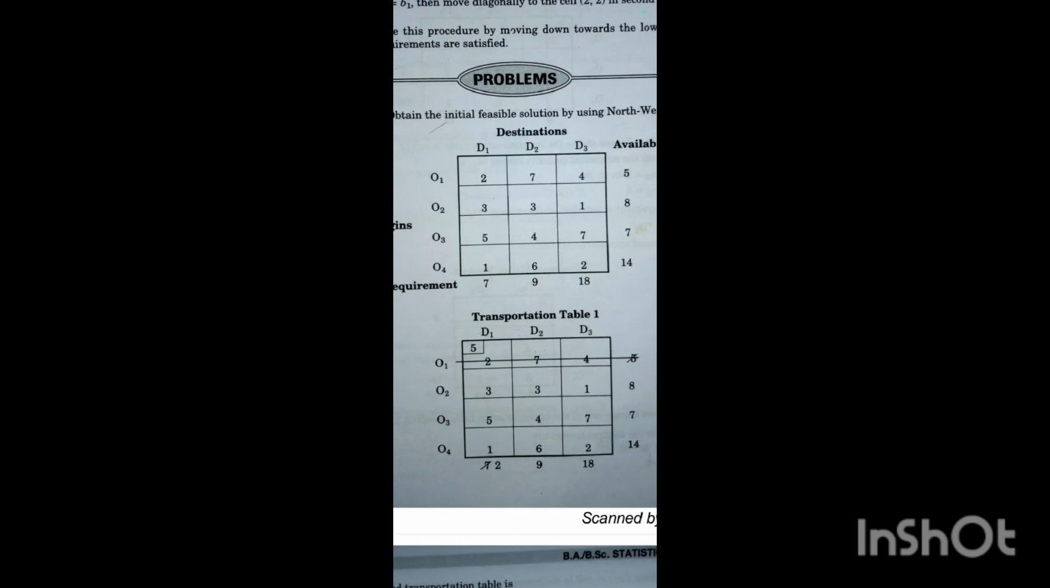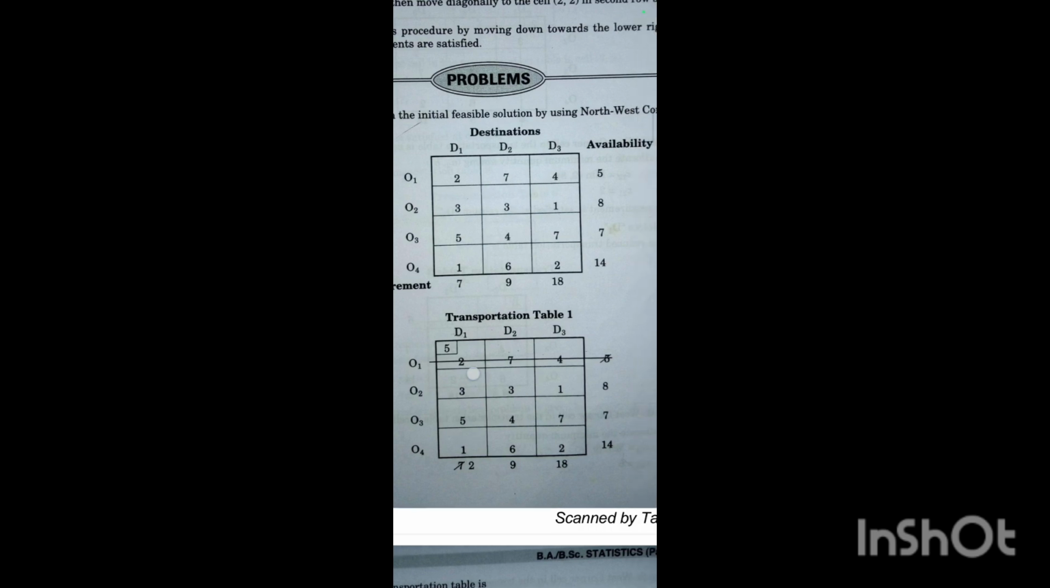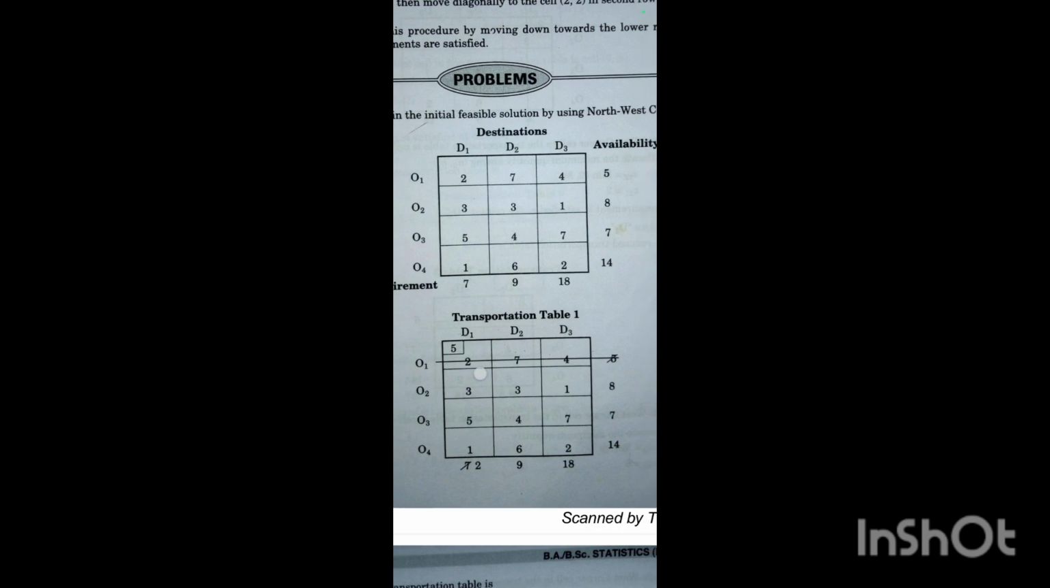Directly we can go through one example. Obtain the initial basic feasible solution by using the northwest corner method. These are the given matrices of the origins and the destinations. As you can see, origin 1, origin 2, origin 3, origin 4 and destination 1, 2, 3 are given. These are the cost matrices for checking the availability and requirements also.